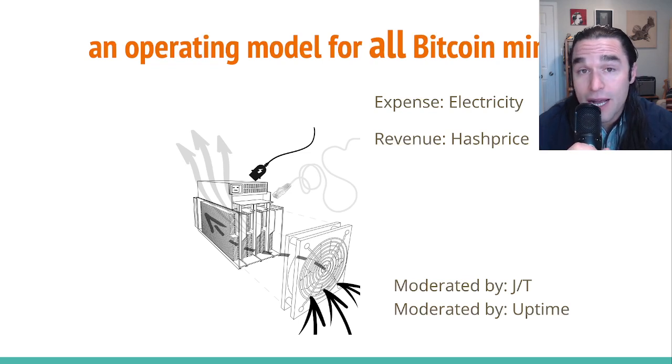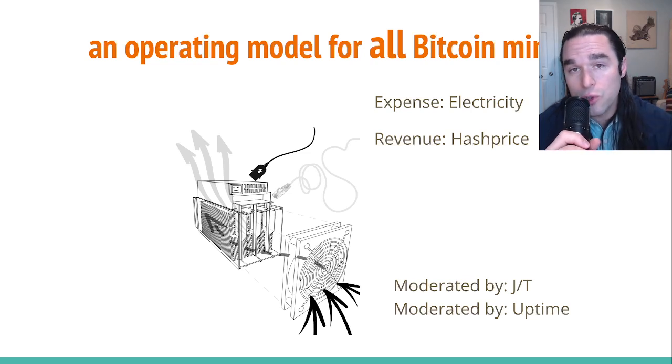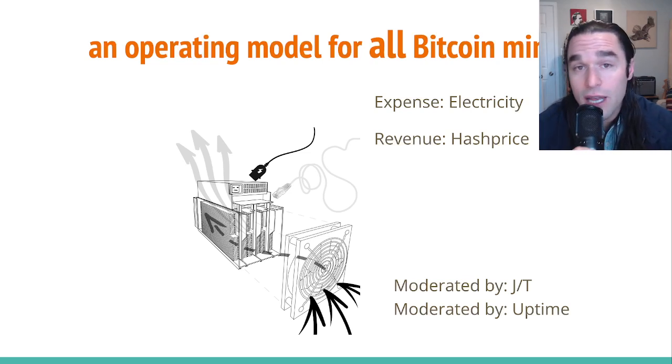First, joules per terahash. Joules per terahash, if you remember your Bitcoin 101, is how efficiently your machine turns electricity into work. So if I input 100 watts, do I get 5 terahash out? All right, that's machine A. Well, let's talk about machine B. If I put 100 watts in and I get 20 terahash, that's 4 times as efficient. It has a lower joules per terahash, meaning I incur less of an expense, less electricity, to generate more revenue. Hash.